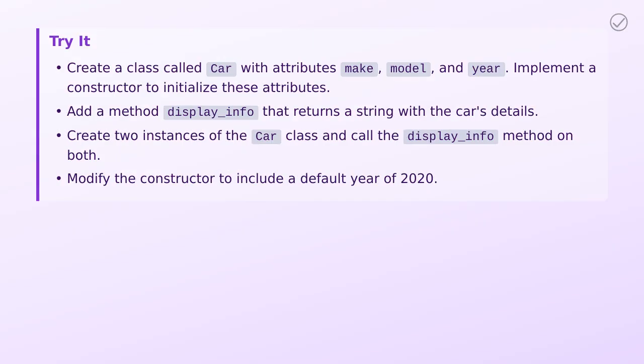Go ahead and work through this exercise. First, create a class called car with attributes make, model, and year. Implement a constructor to initialize these attributes. Also, add a method display_info that returns a string with the car's details. Also, create two instances of the car class and call the display_info method on both. Finally, modify the constructor to include a default year of 2020.